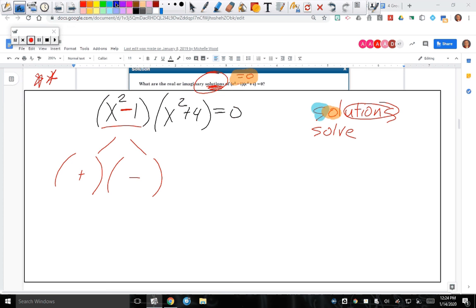What are my two factors going to be? X plus 1, x minus 1. If I square root this, this is why they're called a difference of squares. If I square root this, it will give me x, which is what you see. If I square root this, it will give me 1, which is what you see. Okay? Now look.